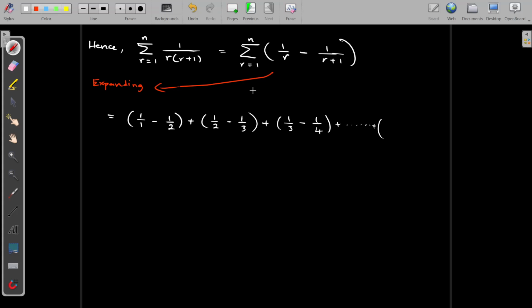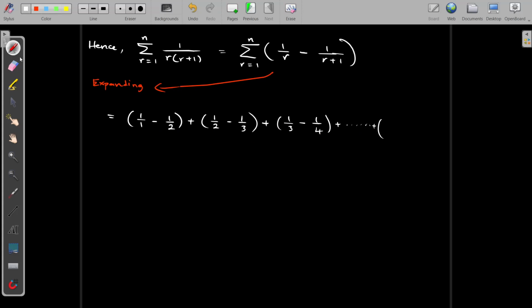We have a few terms before it, even though those terms are going to cancel out each other, because if we notice here, we have 1. This 1 isn't cancelled out by anything. However, this negative a half is cancelled by the positive a half. Can you see that? This negative a third is cancelled by the positive a third, negative quarter, positive quarter. So this will happen all the way up till we get to the n term.